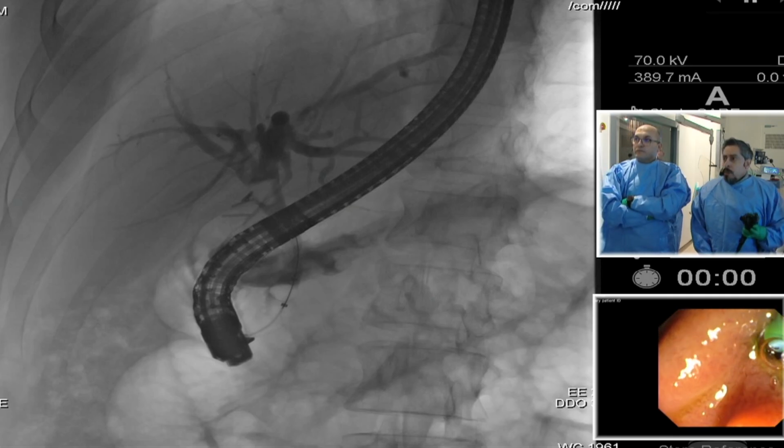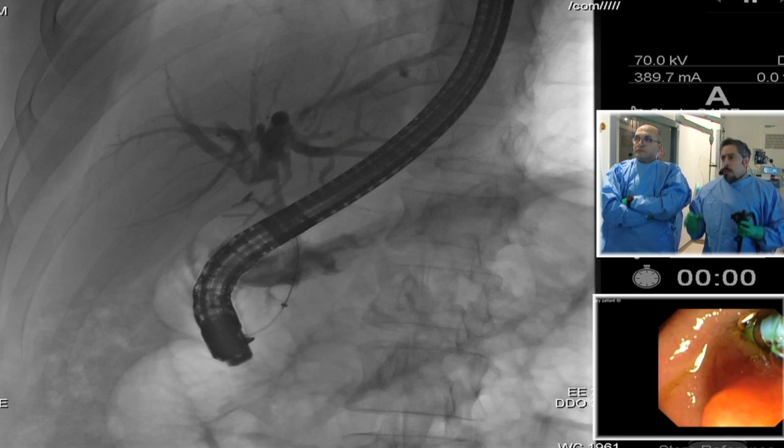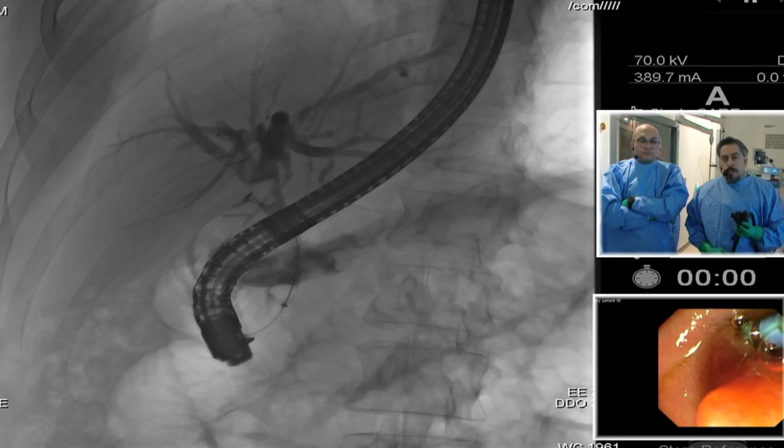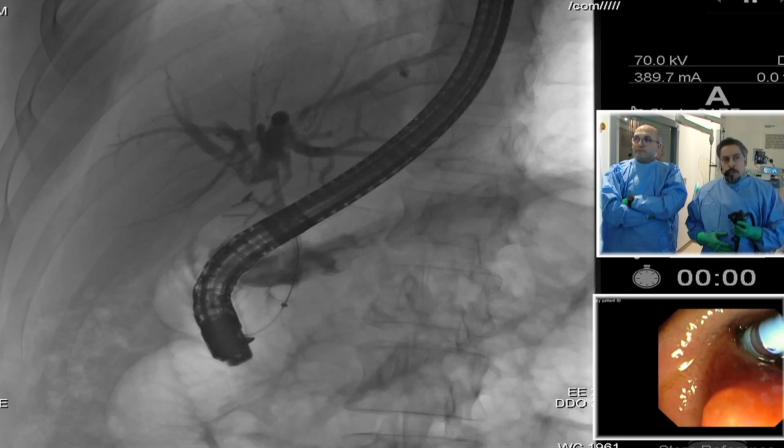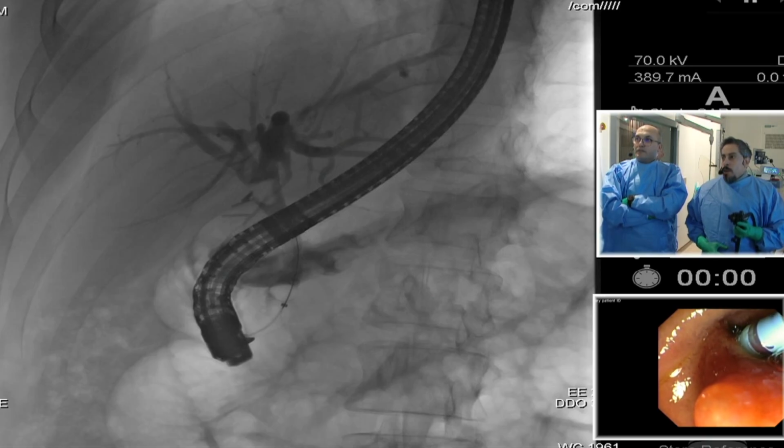Usually I use a stone to duct ratio. If the stone to duct ratio is more than 1, that will probably be very difficult to extract with the standard ERCP procedure. So balloon and regular basket extraction will probably not be successful if the ratio between the stone and the duct is more than 1 centimeter.